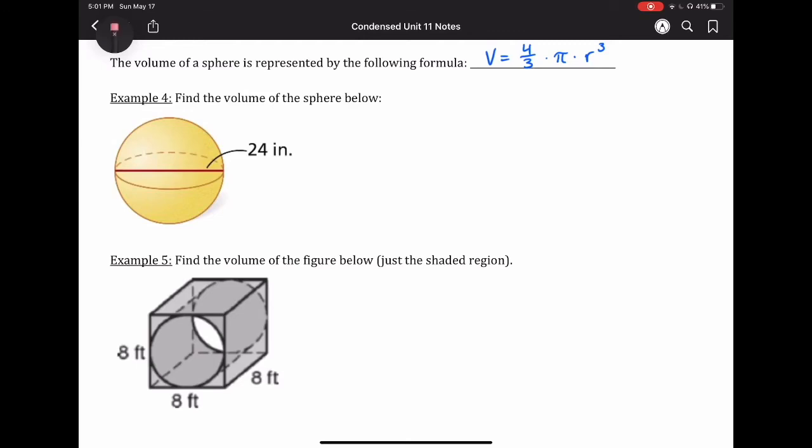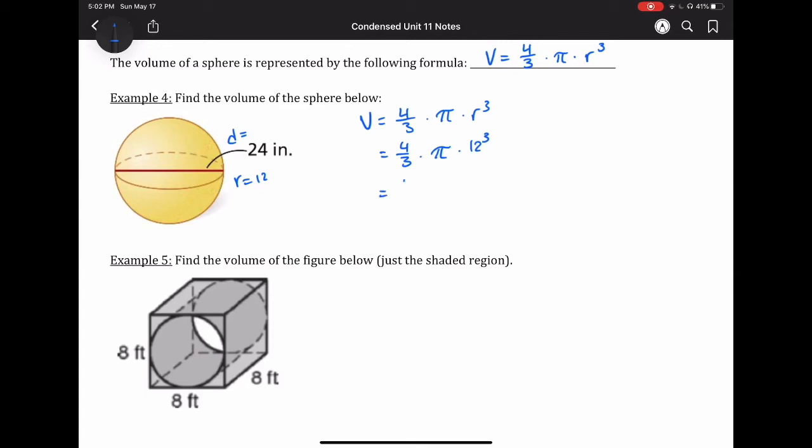It gives me a diameter of 24 inches. We've talked before about how if it gives you a diameter, you have to divide that by 2 to find the radius. 24 divided by 2 is equal to 12, so I know my radius is equal to 12. So my formula, volume is equal to 4/3 times pi times the radius cubed. If I were to take my information and plug that in, that gives me 4/3 times pi times 12 cubed.